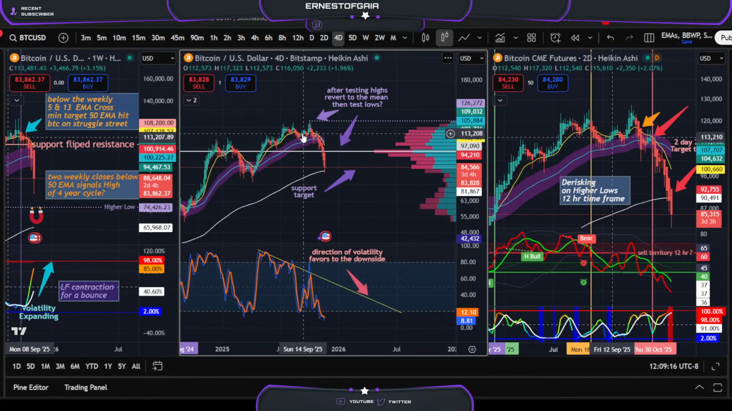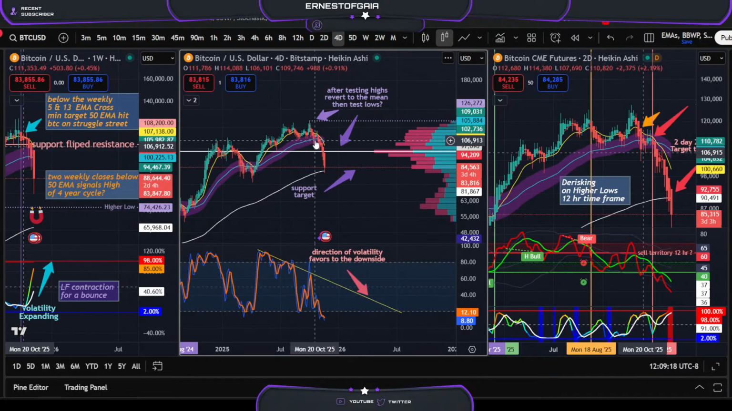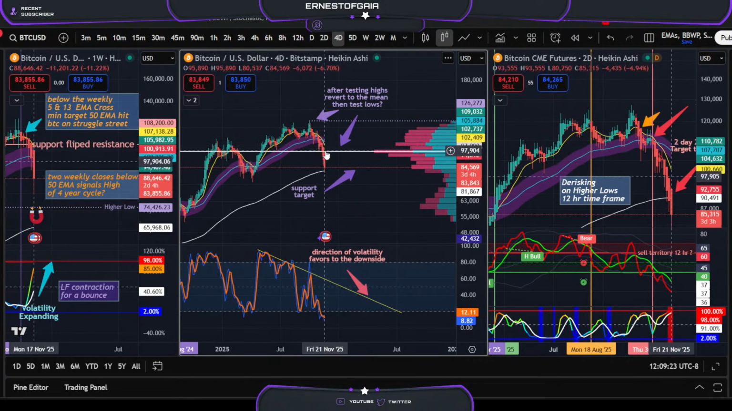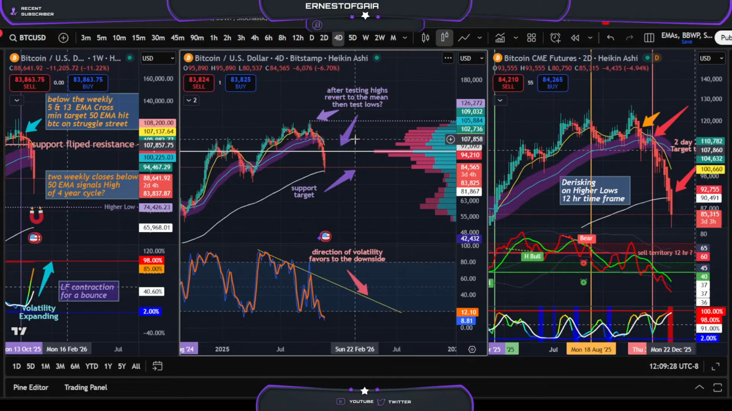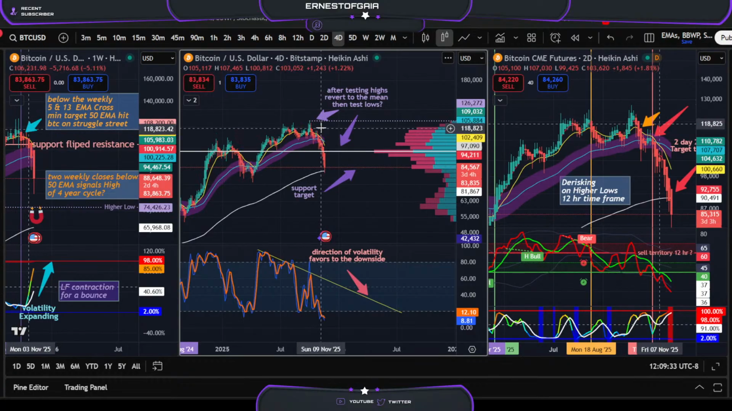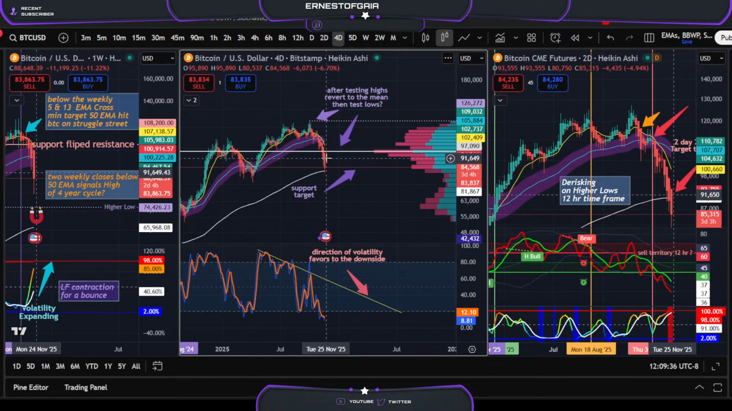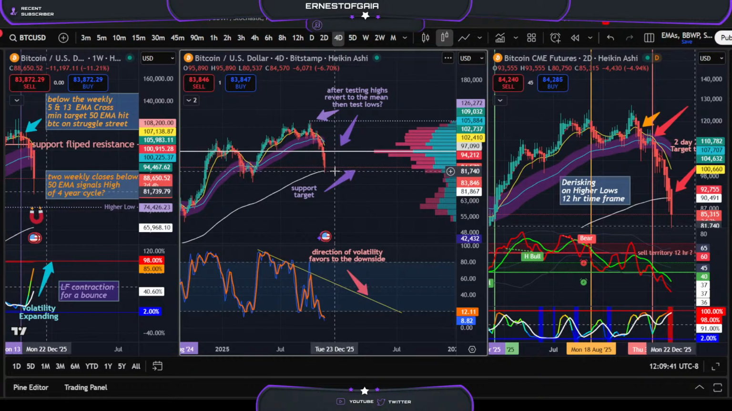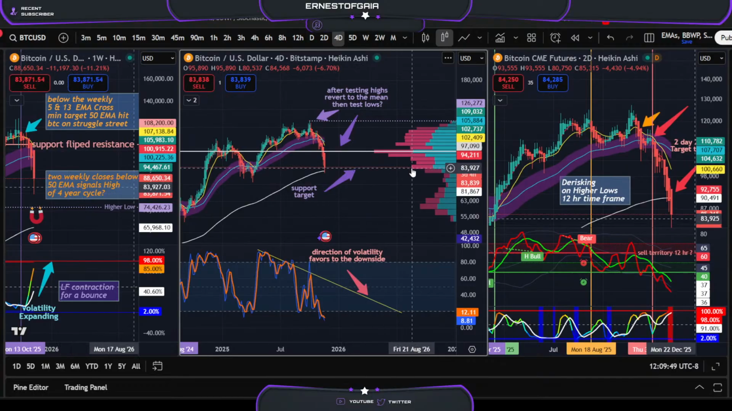Boom. And so we were expecting, as the 5 and 13 EMA crossed down to the 50 and below, we expected a test of the mean of this range from 126 to 75. And we hit it. And we've since watched it come down to the support target of 80,000 on the 200 EMA on the 4-day time frame. And of course, we do see a volume node of support here.